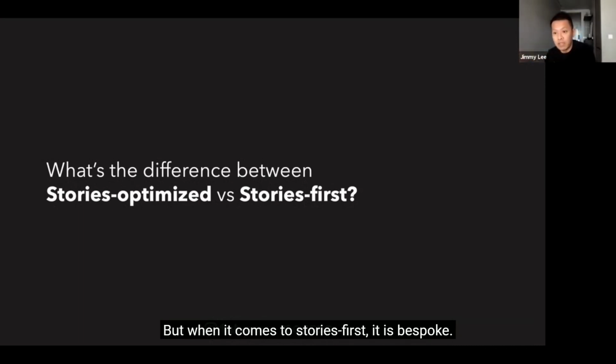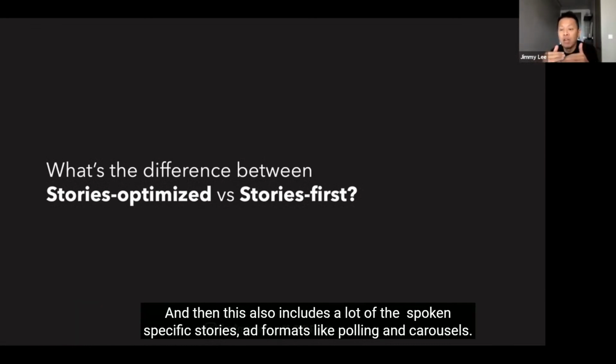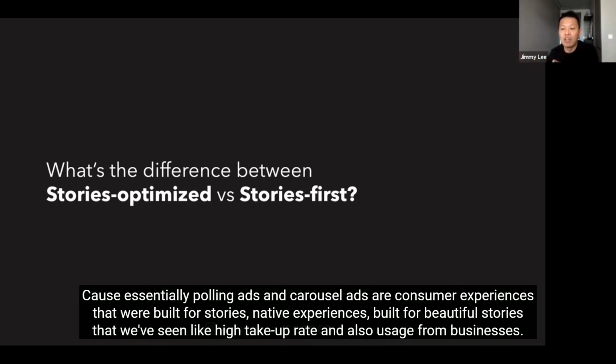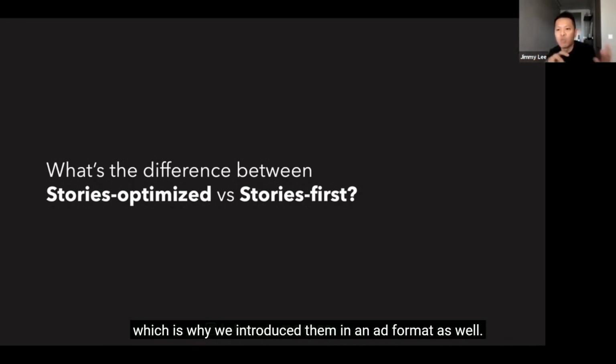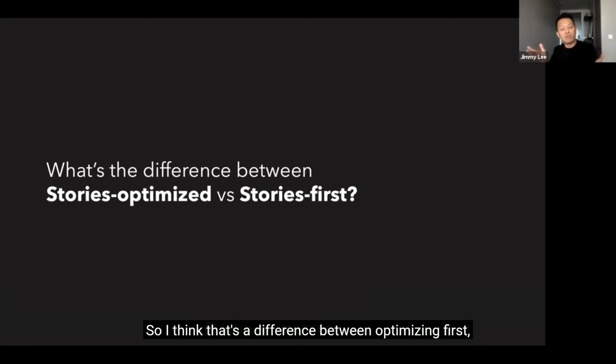But when it comes to stories first, it is bespoke. It is ideas reimagined, ideas created specifically for stories first, taking into consideration native experiences, the environment, the design, creative tools. And this also includes a lot of the bespoke and specific stories ad formats like polling and carousels. Because essentially, polling ads and carousel ads are consumer experiences that were built for stories, native experiences built for stories that we've seen high take-up rate and also usage from businesses, which is why we introduced them as an ad format as well. And they are truly unique to stories, that you don't see available in other ad formats within the family or externally in the industry. So I think that's the difference between optimize and stories first.